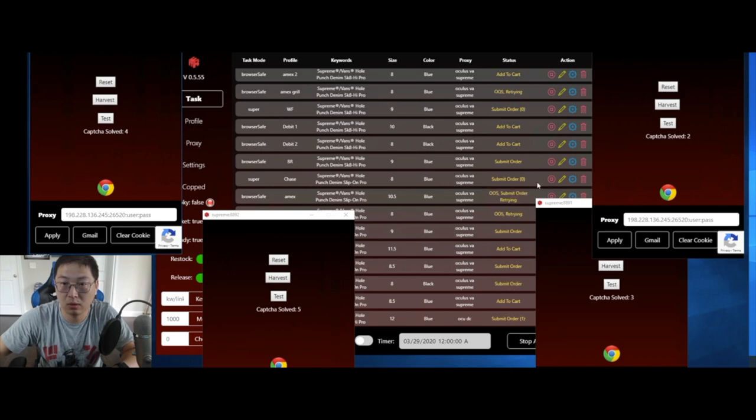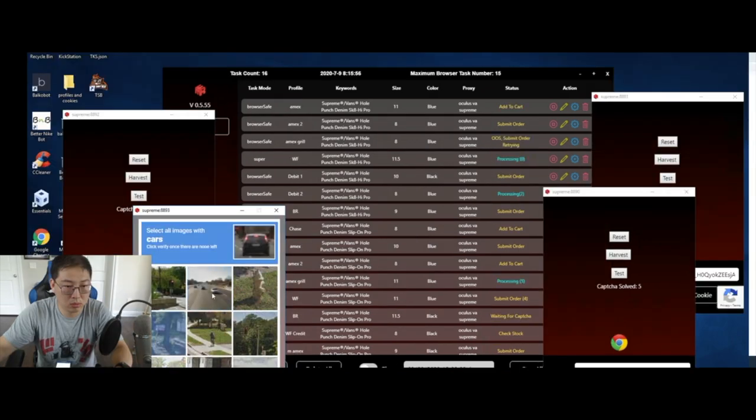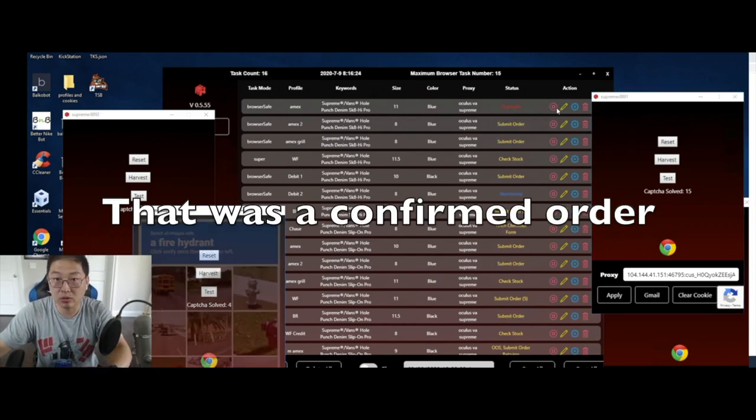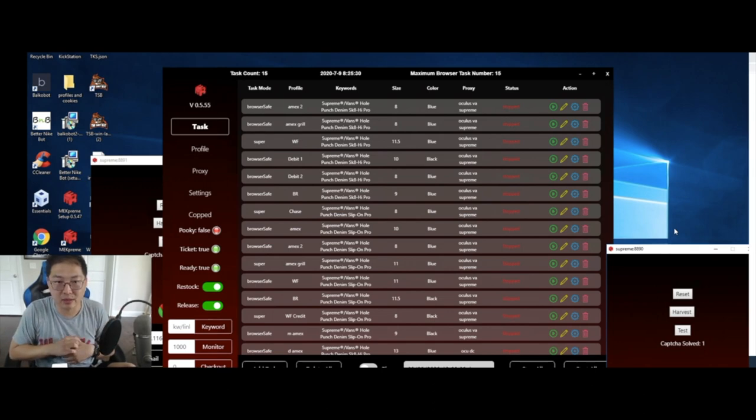Oh, wow. Okay. So I got one checkout. Wait, what? Amex got checked out? There's a duplicate order? I don't know. That was a weird drop. It seems like the stock's really low.